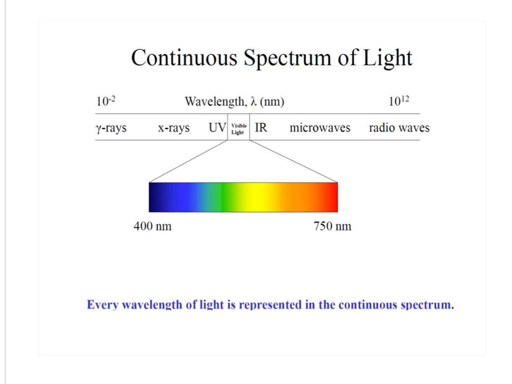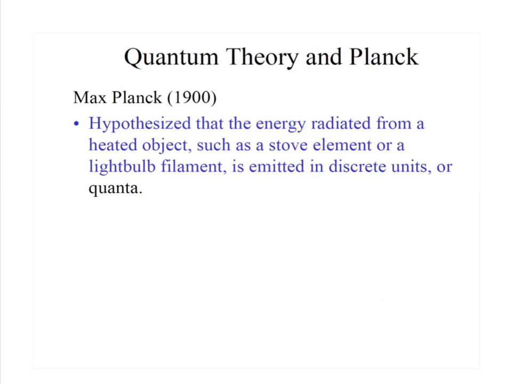The rainbow represents a continuous spectrum. It's continuous because there are no breaks in color. One color just kind of fades into the next, as every wavelength of light between 400 and 750 nanometers is there. All right, so quantum theory and Planck.